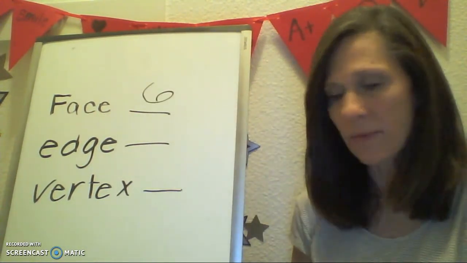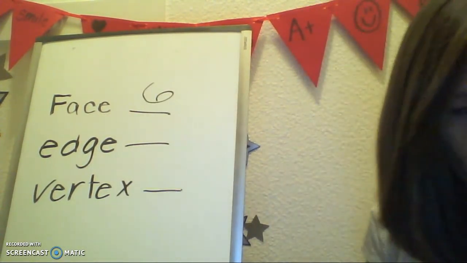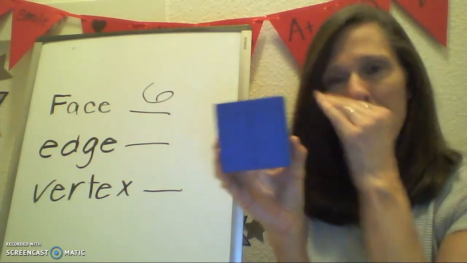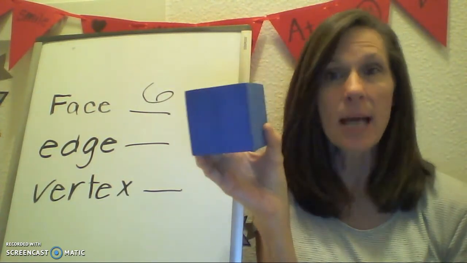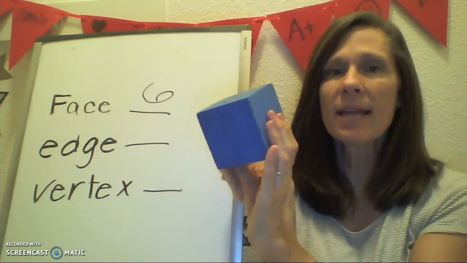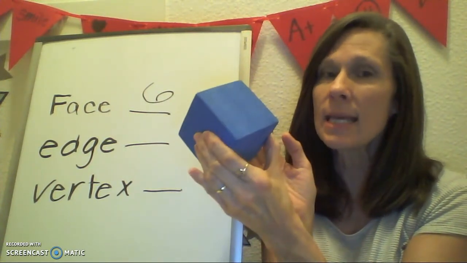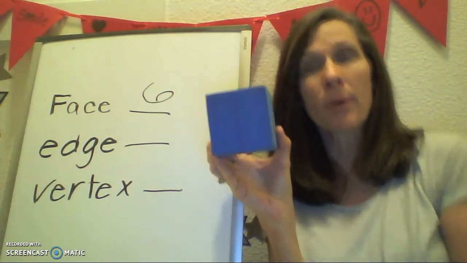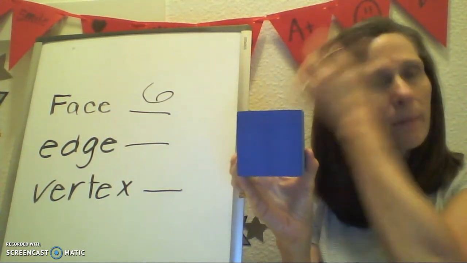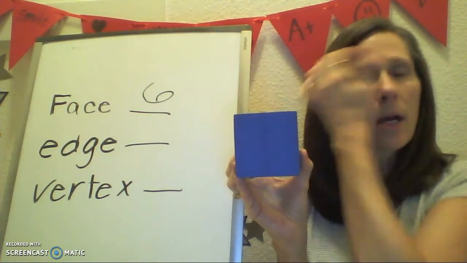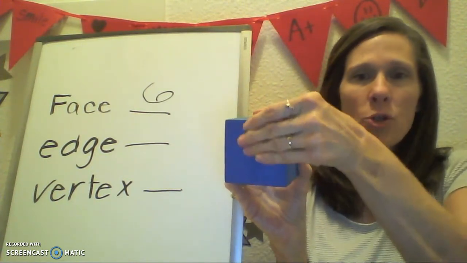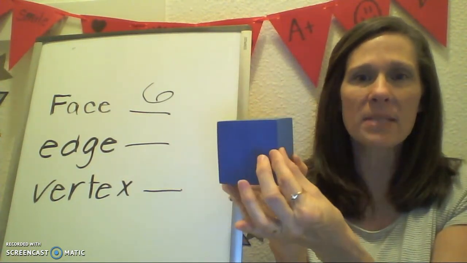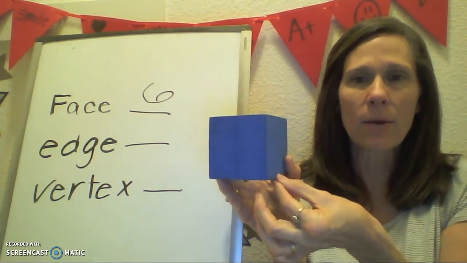Well, now let's count the edges, right? So here we go. I'm going to count the edges. Now we have to count the edges around the entire shape, even the edges that you might not see whenever you're looking at a picture of the solid shape in a book, or on IXL. So here we go. Remember, the edges are where 2 faces come together. So I'm going to count all the edges.